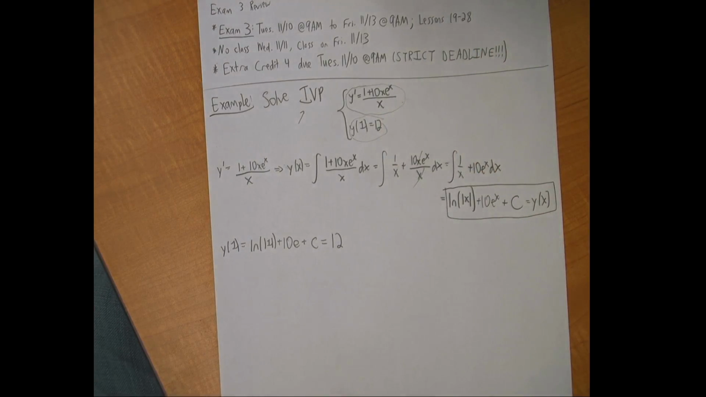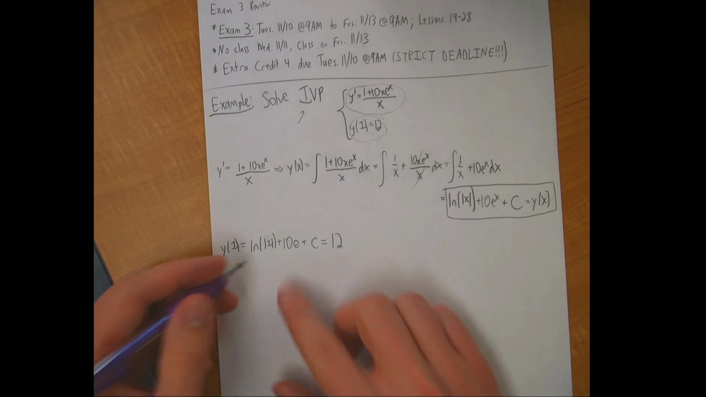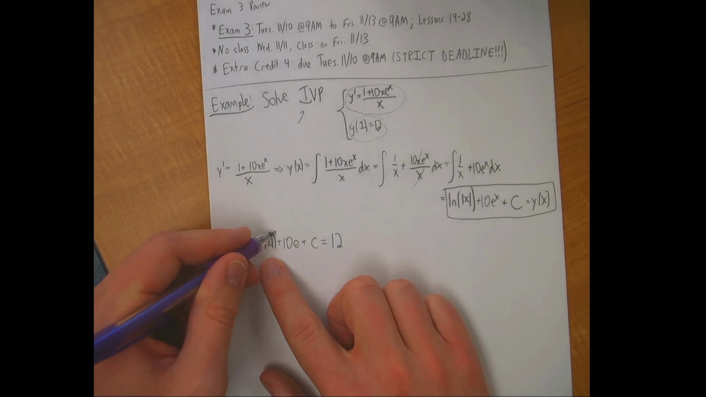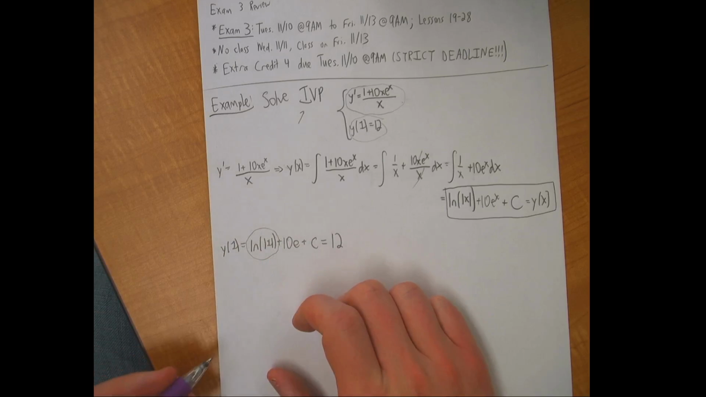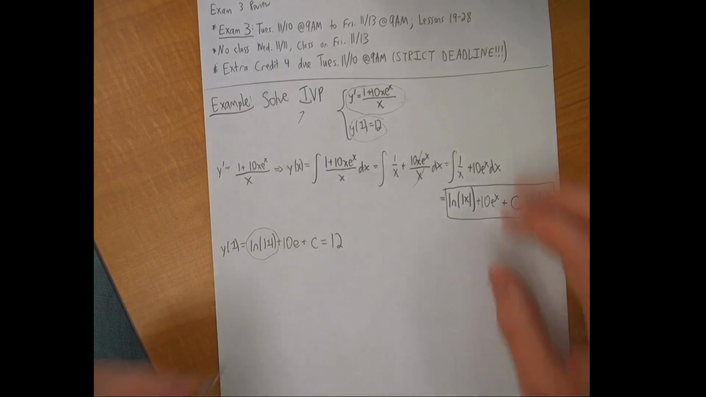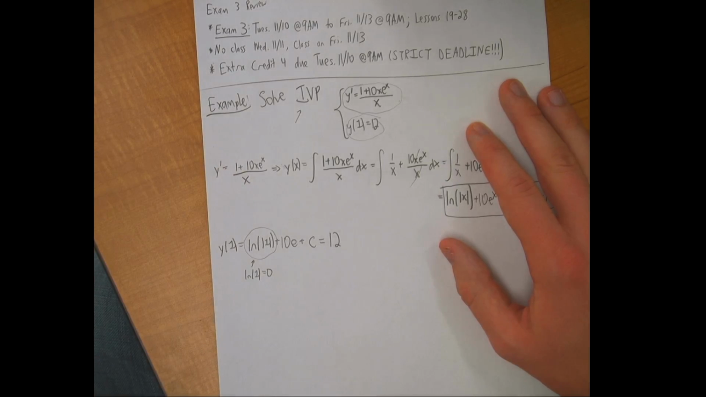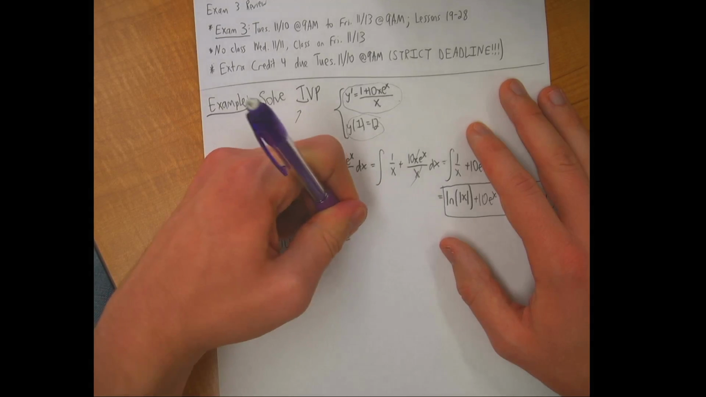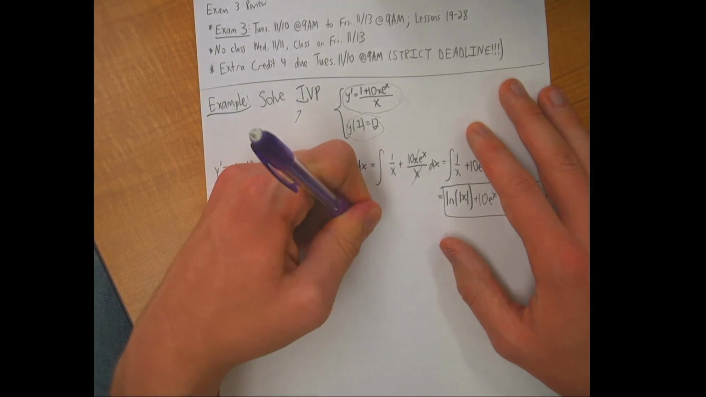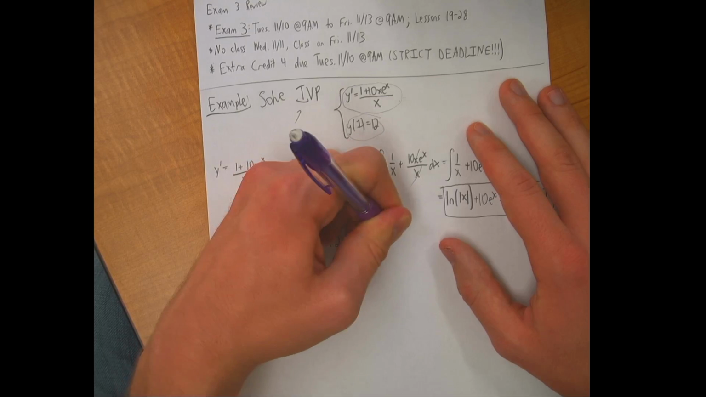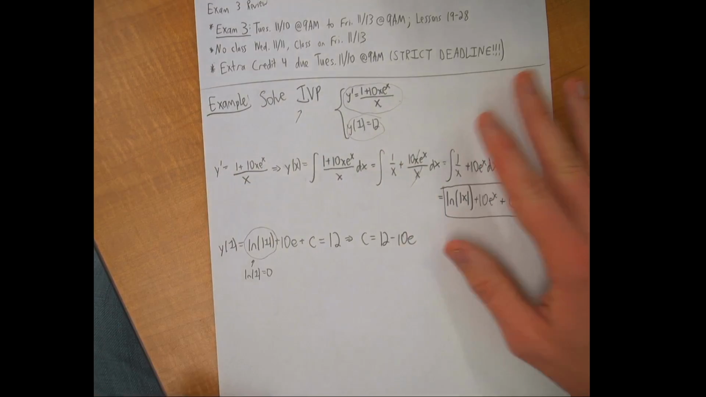So if that's the case, what would the value of this expression be? 0. Yeah, just 0, right? Because this is just natural log of 1, which is just a big fat 0. So that should pretty quickly tell you that your value c has to be 12 minus 10 times e.